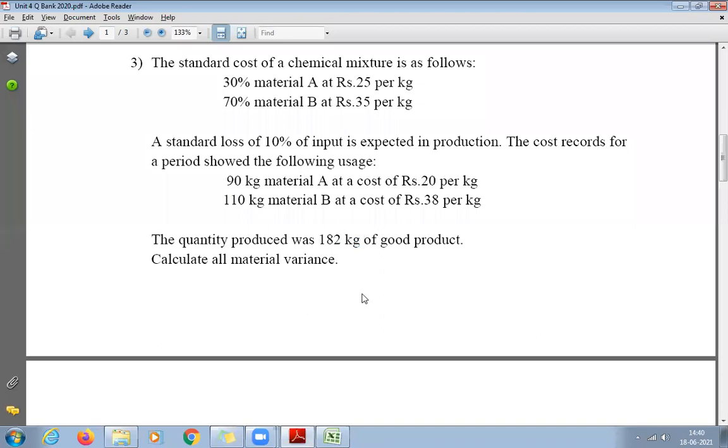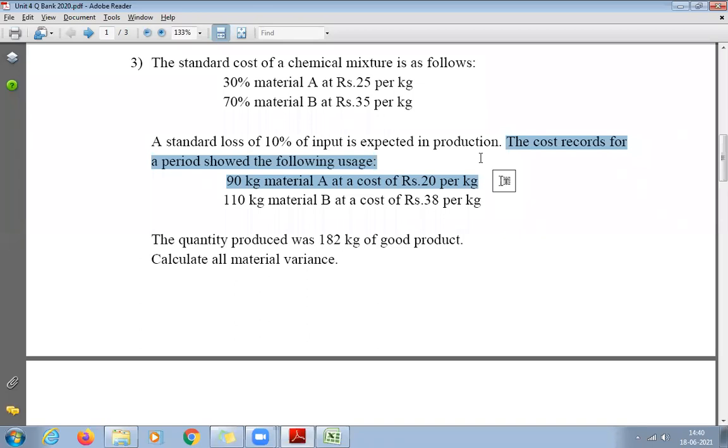I understood that is standard cost. So how did you understand that the other one was actual cost? Is there any particular word which tells you? You can see here: the cost record for the period showed the following. You can derive the meaning from this sentence. It means the record shows that this much is used, this is the cost and this is the quantity. That's what is recorded.